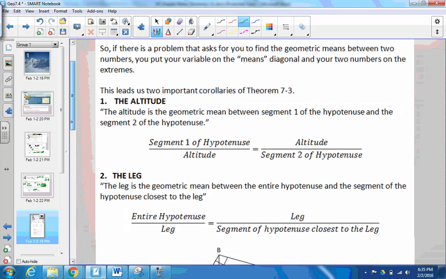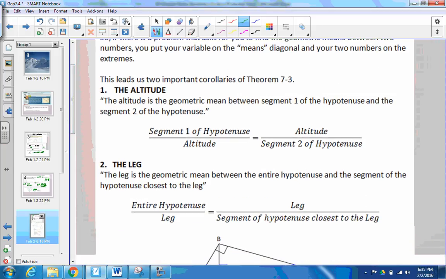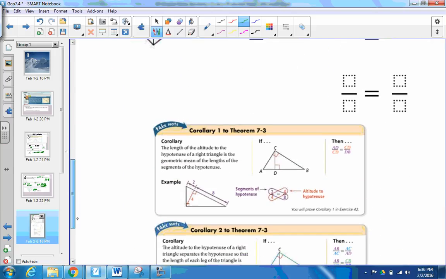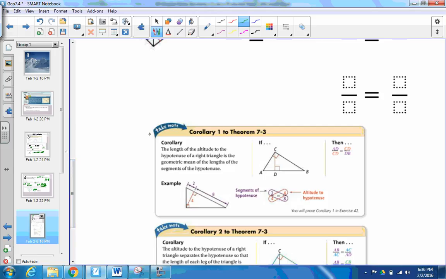Two important corollaries that we're going to talk about, and I have them shown in a couple different ways. These are just from that theorem we just talked about before. The first corollary to that theorem says the altitude is the geometric mean between segment 1 of the hypotenuse and segment 2 of the hypotenuse. So let's look at this down here. This is looking at it in a different way. The length of the altitude to the hypotenuse of the right triangle is the geometric mean of the lengths of the segments of the hypotenuse.